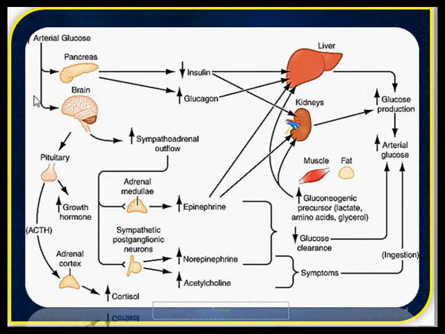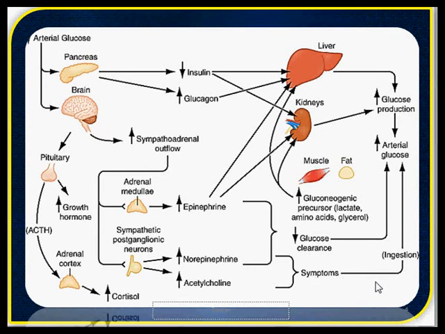Likewise, the low blood glucose is informed to the brain, and once the brain knows that the blood glucose is low, it releases several neuromediators. Particularly sympathoadrenal outflow is increased, and sympathoadrenal outflow acts on the adrenal medulla to increase the epinephrine. It acts on the sympathetic postganglionic neurons, which produce norepinephrine and acetylcholine. So these two neurotransmitters along with epinephrine produce the adrenergic and cholinergic symptoms of hypoglycemia.